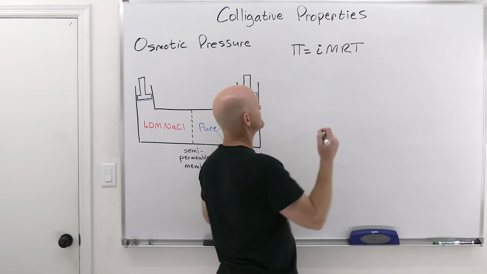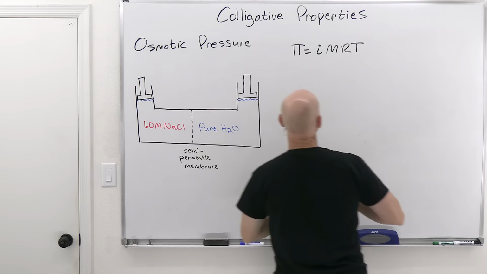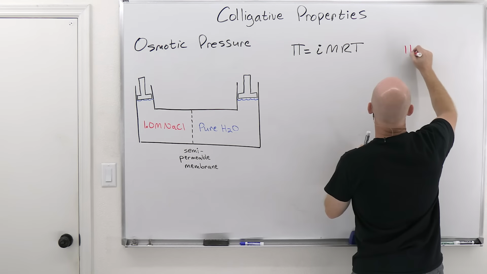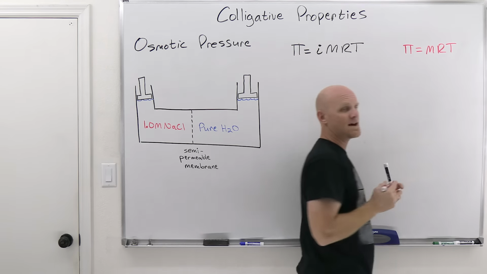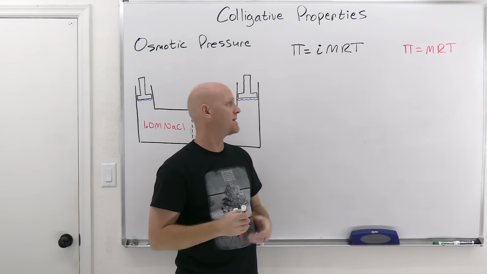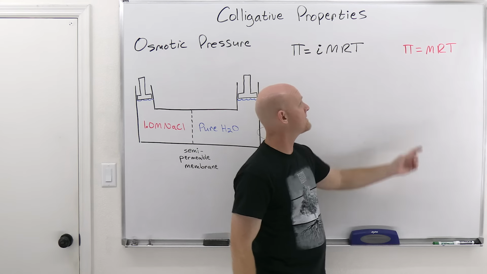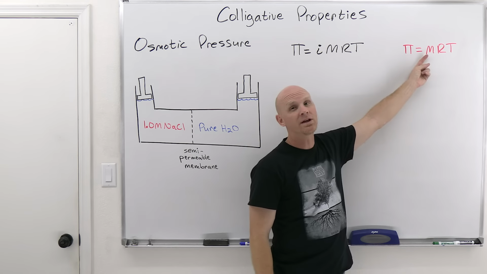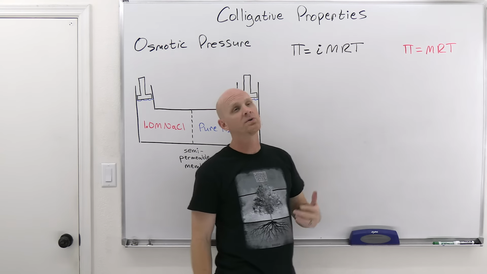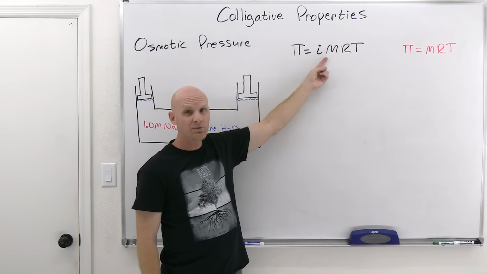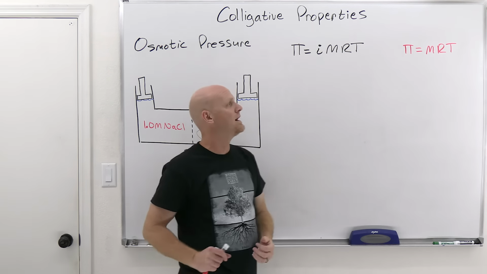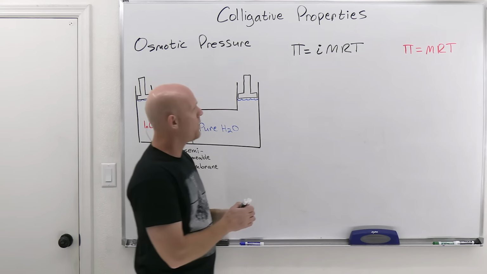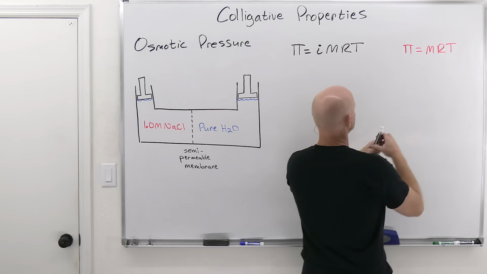Now, one thing to take a look at here, again, many of you in your textbook will have the i omitted, and you might just see something looking like this, MRT. And what they're intending you to do is factor in that, well, you want the total molarity of particles, not just the molarity of the solute, in which case you'd have to take the molarity of the solute multiplied by the van 't Hoff factor, all combined into that molarity. So just an FYI.